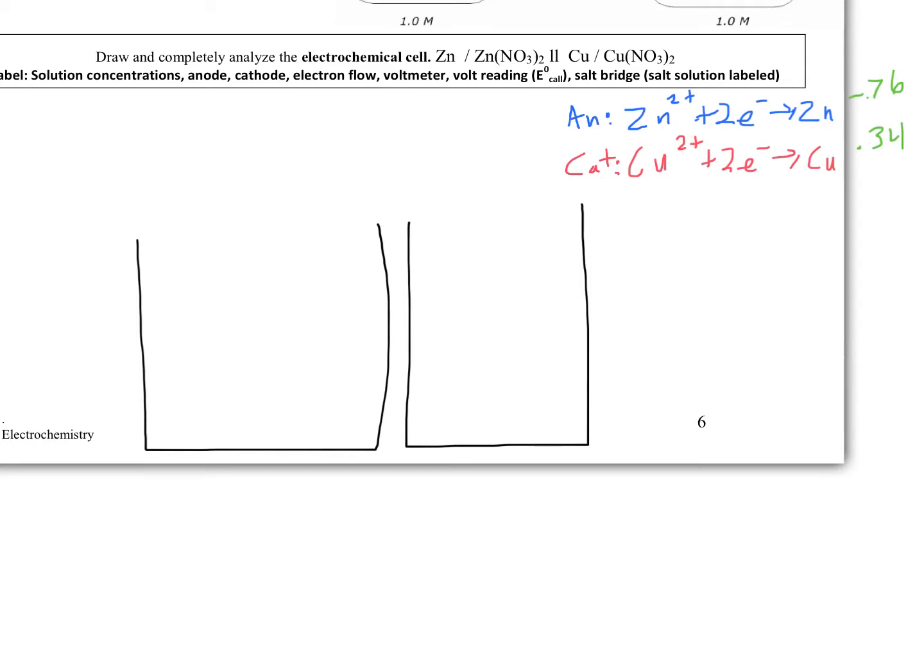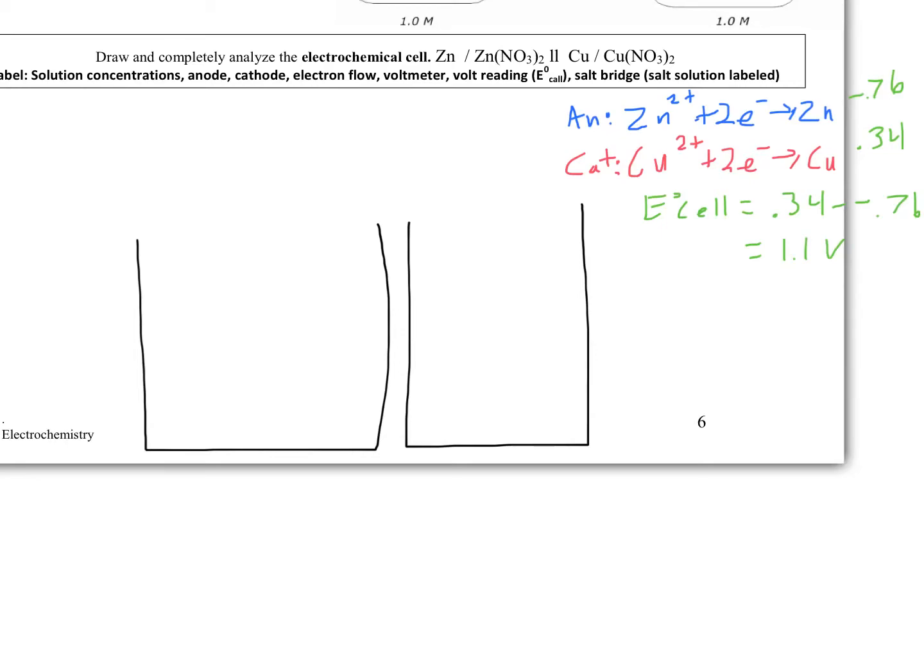So if I do my cathode minus my anode, so the E cell can equal cathode, so 0.34 minus my anode, negative 0.76, and I'm going to get 1.1 volts. So this is going to go in my voltmeter once I draw it all out.